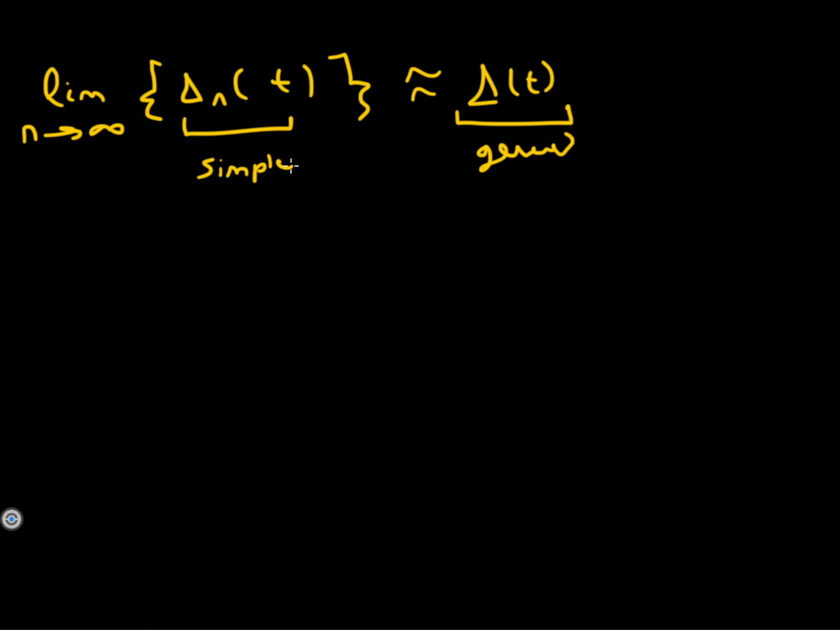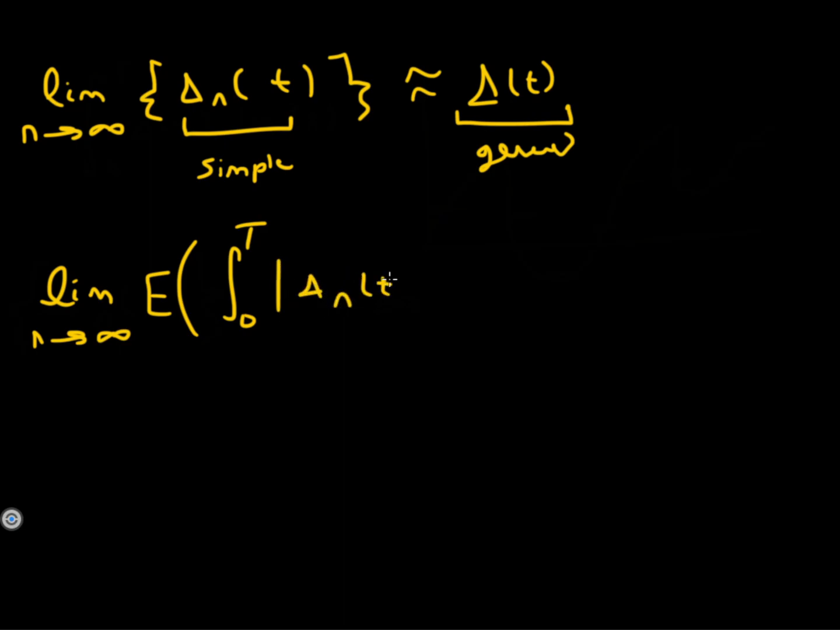Now, how do we go about doing this? Let's first look at the expectation. Now, remember from our previous episode, we'll look at the quadratic variation, right? dt is going to be 0 as n tends to infinity.